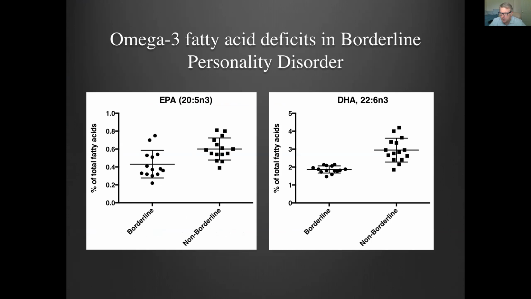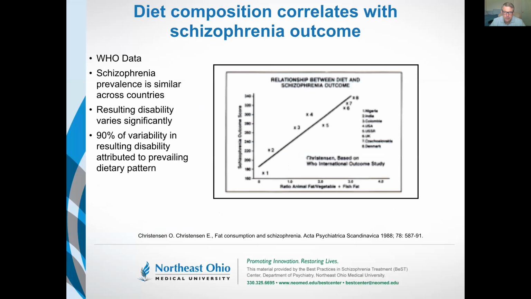This graph shows 2 of the omega-3 fatty acids. On the left is EPA, on the right is DHA. You'll notice that on both graphs, the borderline personality population have lower average levels, and it's a particularly marked deficit when we look at DHA on the right. So probably there's something to do with that. Whether it's causal, we don't know, but I think it's interesting that it's out there. And also, EPA, when given to people with borderline personality disorder, appears to improve mood, reduce suicidality, and reduce aggression. So there's that.